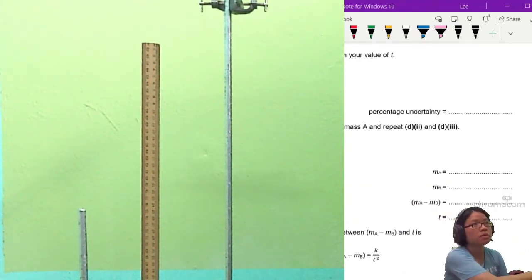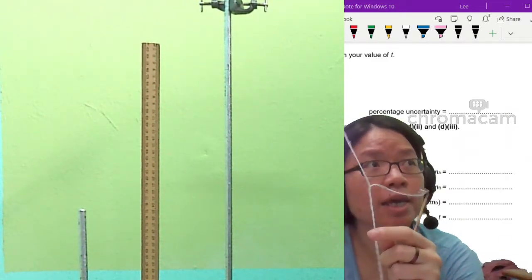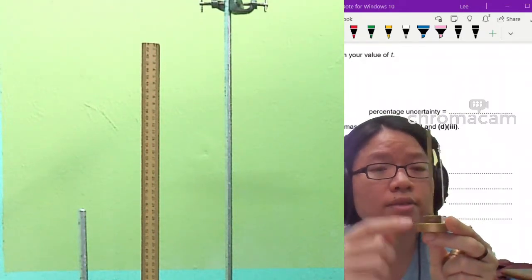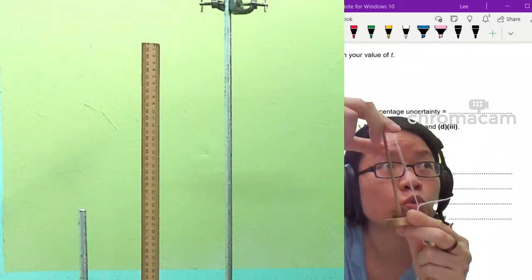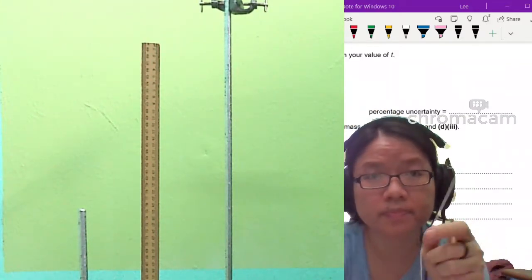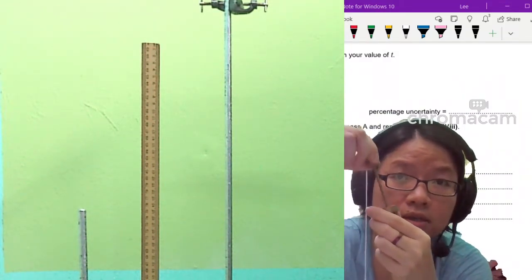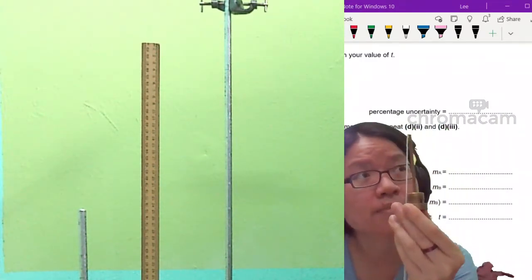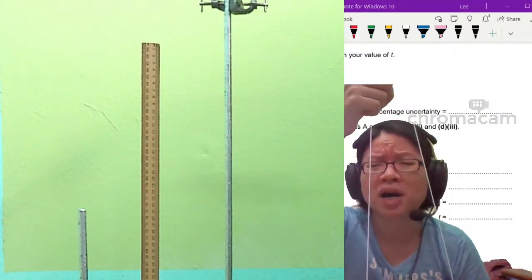Alright, I'm going to make myself a bit bigger so we can use the webcam. Alright, so this is mass A. Can you see mass A? There we go. This is mass A: 100, 100, 101, 102. Cool. This is mass B: 50, 60, 70, 80. Okay, makes sense, right? Hopefully the maths makes sense to you lah. If not, then you ask in the comments or ask me in person.